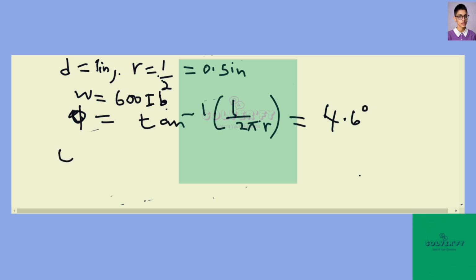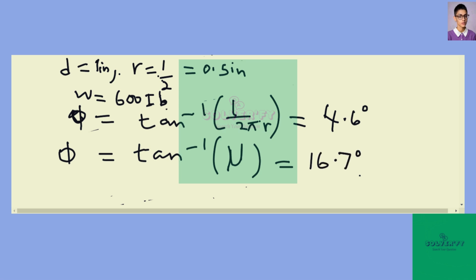Then for the angle of static friction, phi is equal to arctan of the coefficient of static friction, which is given in the question as well, 0.3. So when you put it there, you're going to have the angle to be 16.7 degrees.